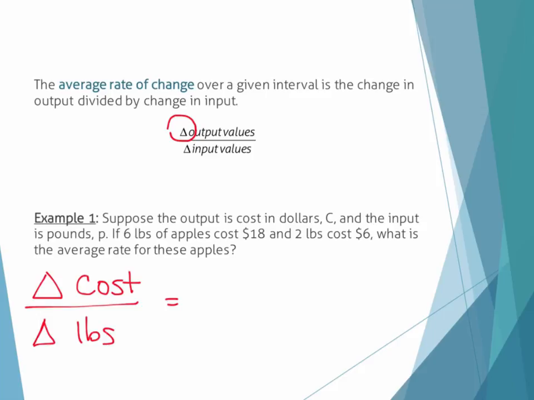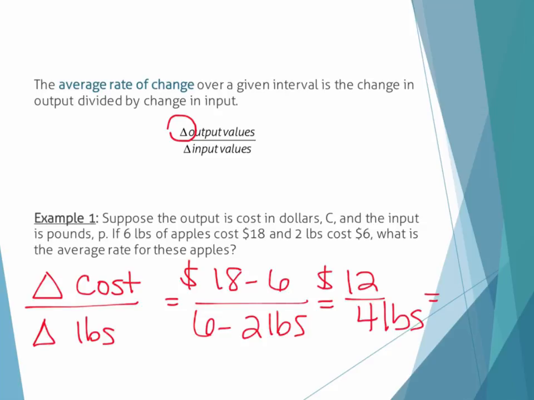Well, if I'm looking at two values, the change in them is really the difference of the two values. So I have $18 minus $6 divided by 6 minus 2 pounds. So I have $12 for every 4 pounds, or $3 for every 1 pound. So my average rate for these apples is $3 a pound. Okay, notice again how a rate has two units, a unit in the numerator and a unit in the denominator.